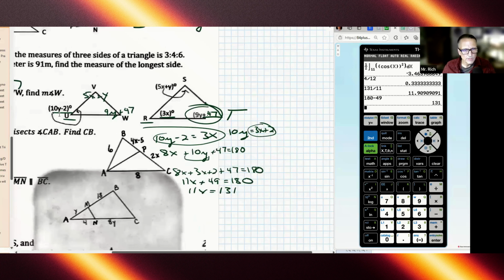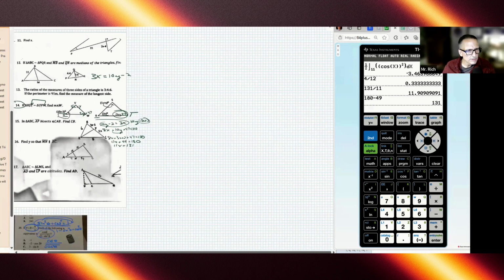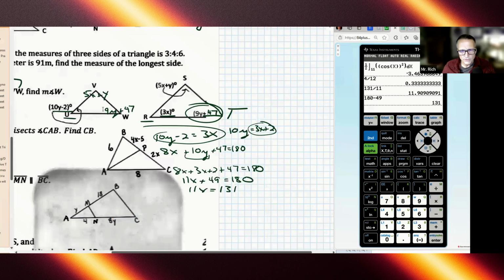All right, let's make sure we got this right. 10y minus 2, since U is congruent to R, it is. 10y minus 2 is 3x, so 10y is 3x plus 2. 8x, 5x and 3x. 9y and 1y is 10y, and then 47 is 180.